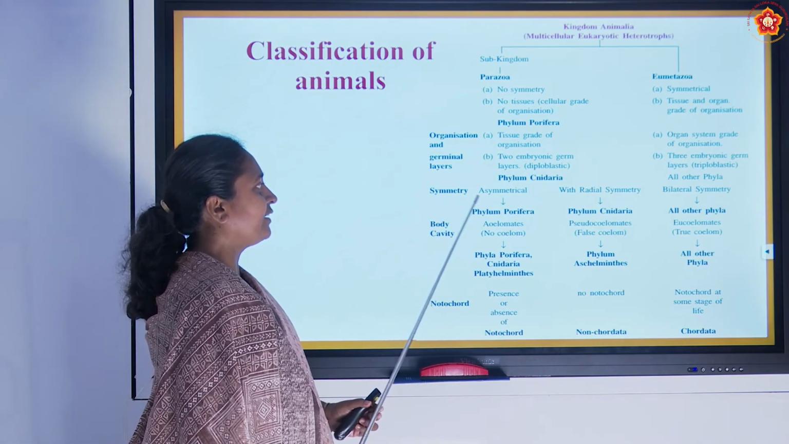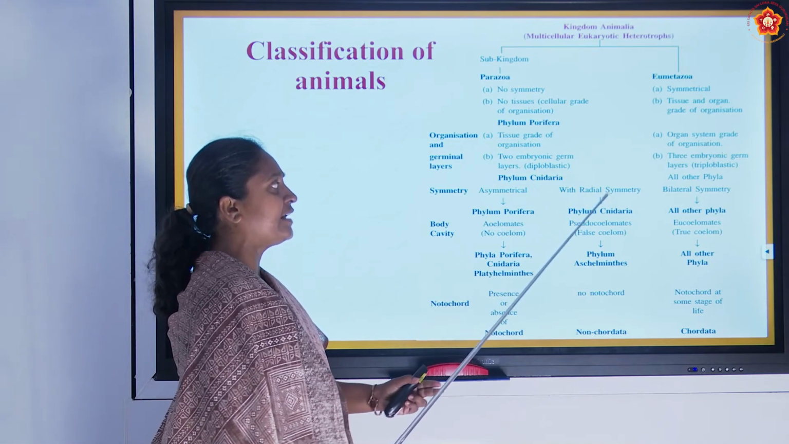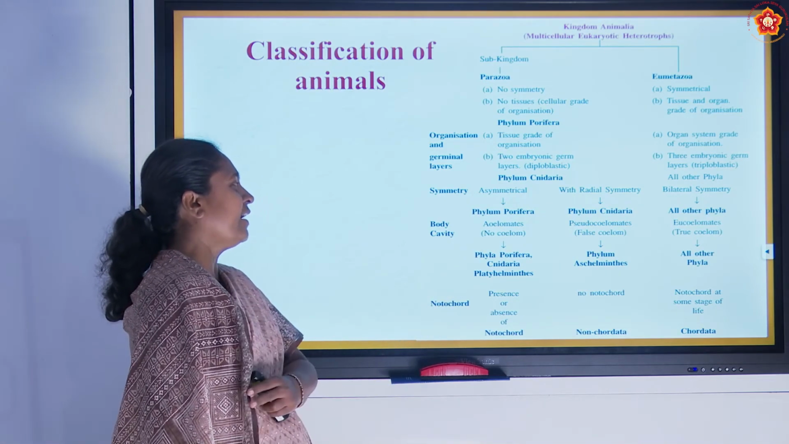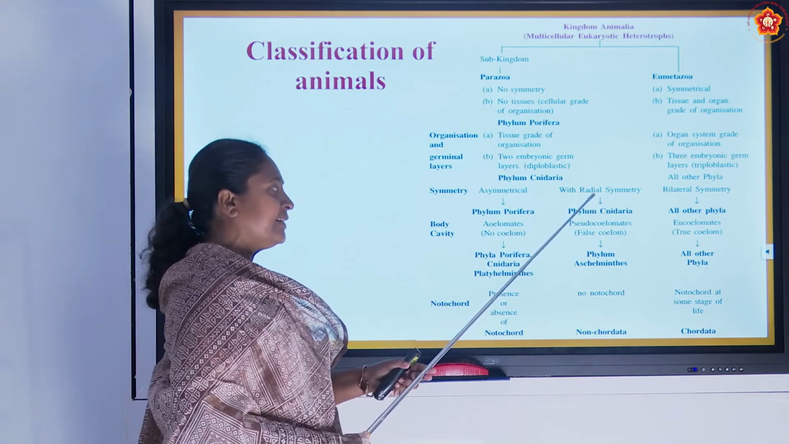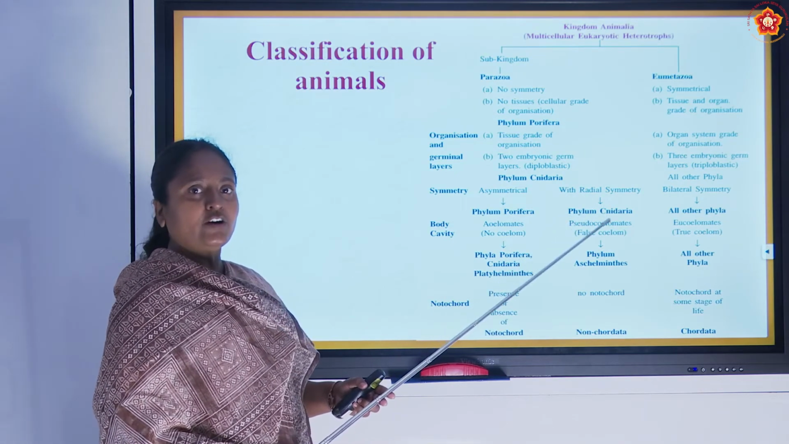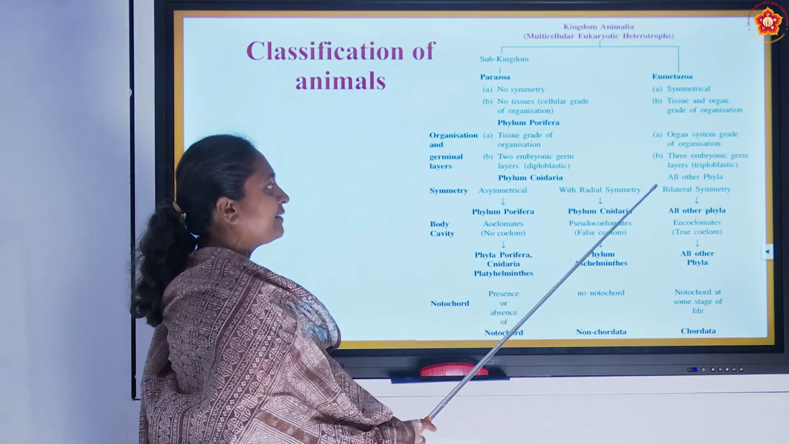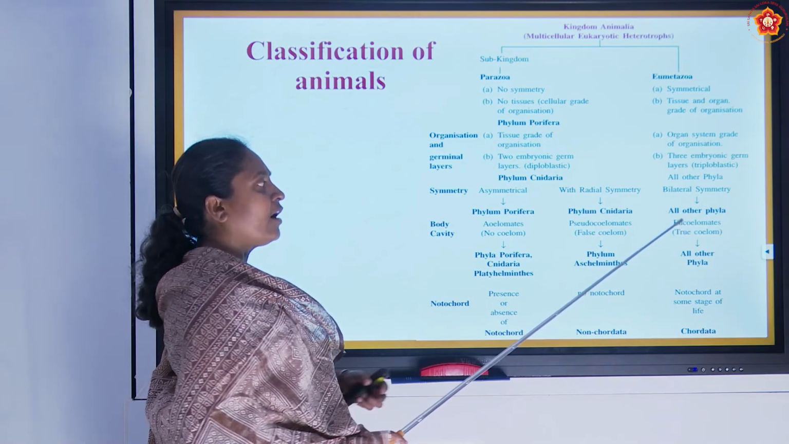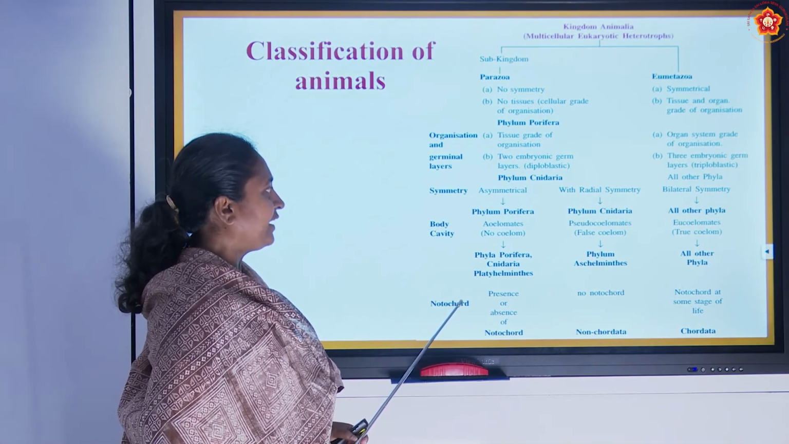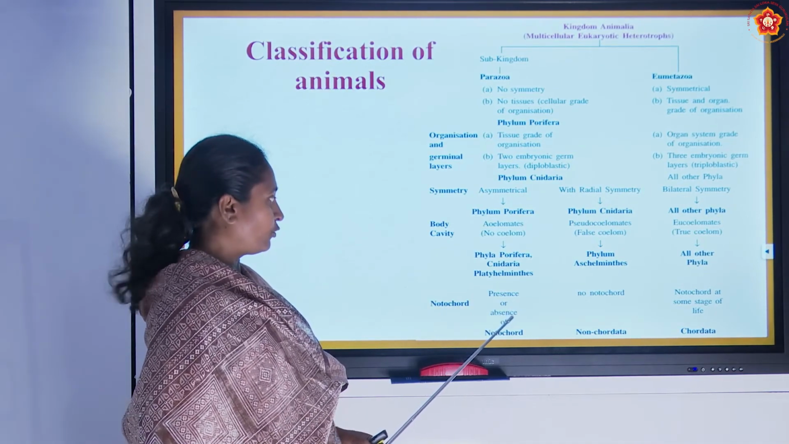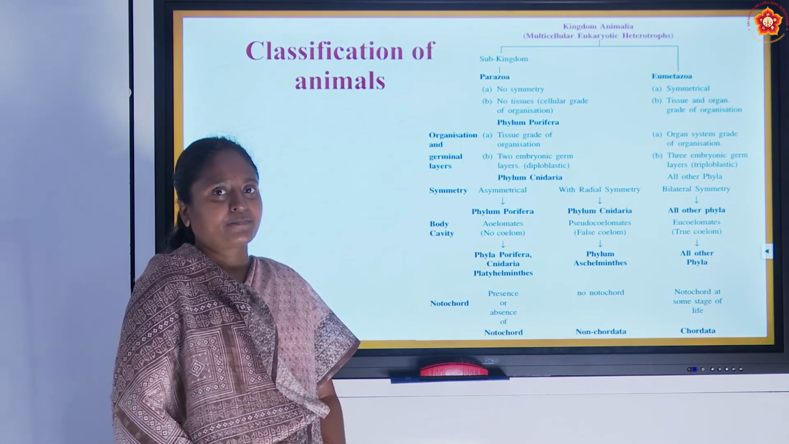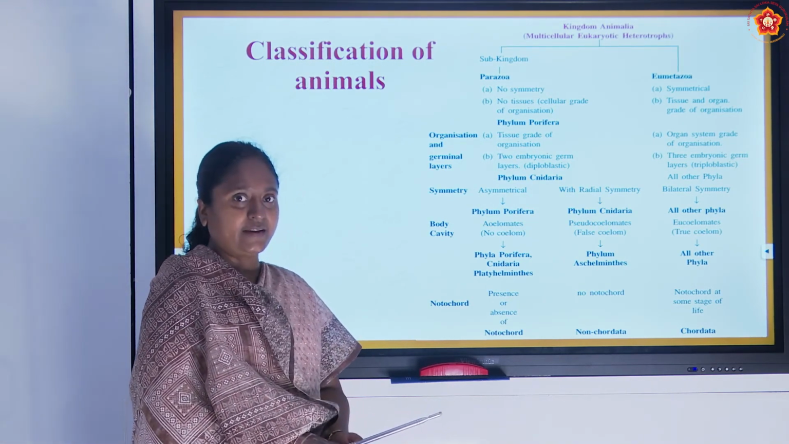Based on the symmetry, we can divide the organisms into asymmetry, radial symmetry or bilateral symmetry. In the asymmetric group, the Porifera come because they are irregular in shape. But radial symmetry we can see in cnidaria, and we have already seen it in echinodermata also. But bilateral symmetry comes in all the eucoelomate organisms. Then here, we divide the organisms based on the presence or absence of the notochord, and they are divided into chordate or non-chordate organisms. Hope you understand the classification of the animals properly.